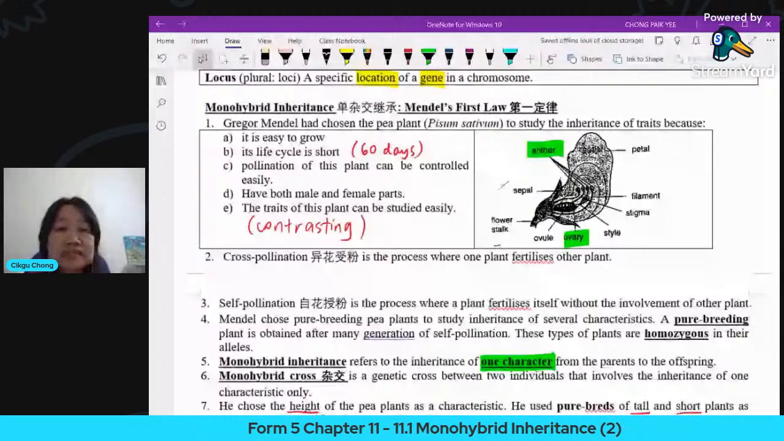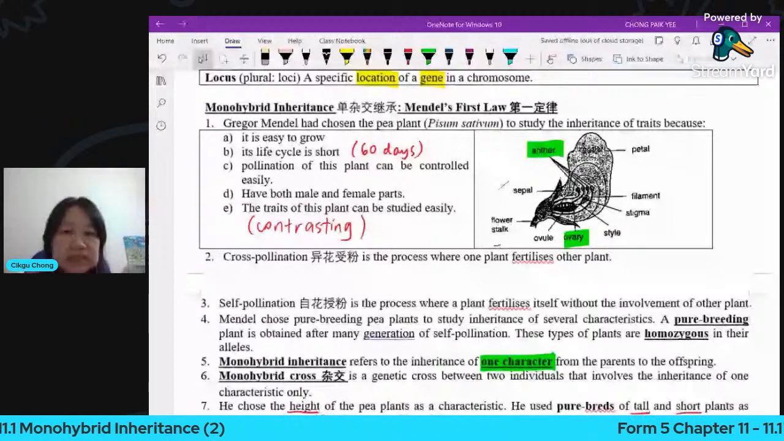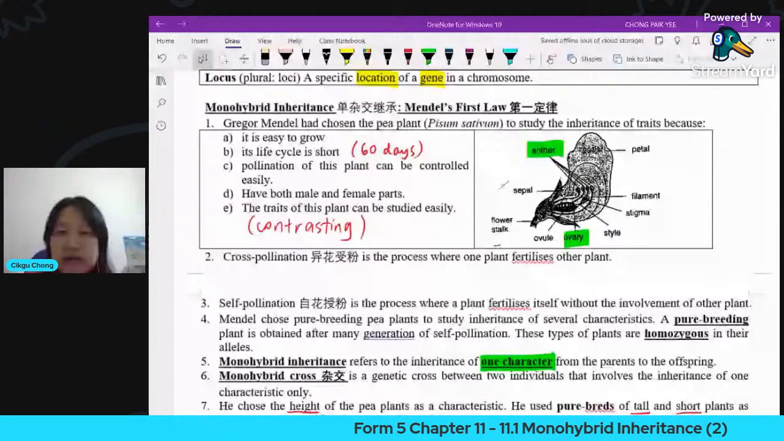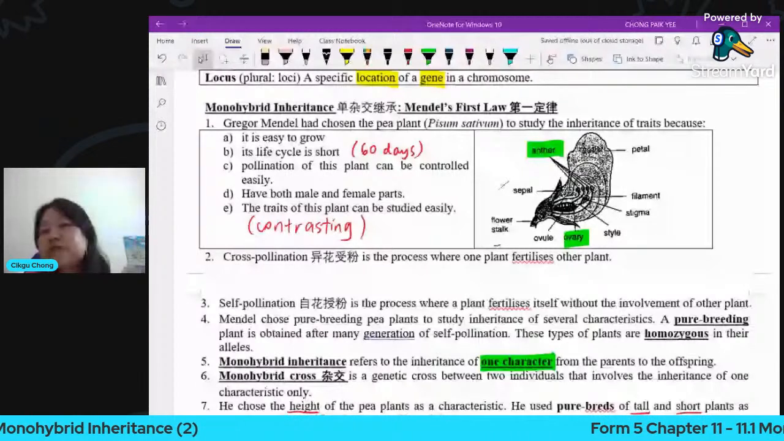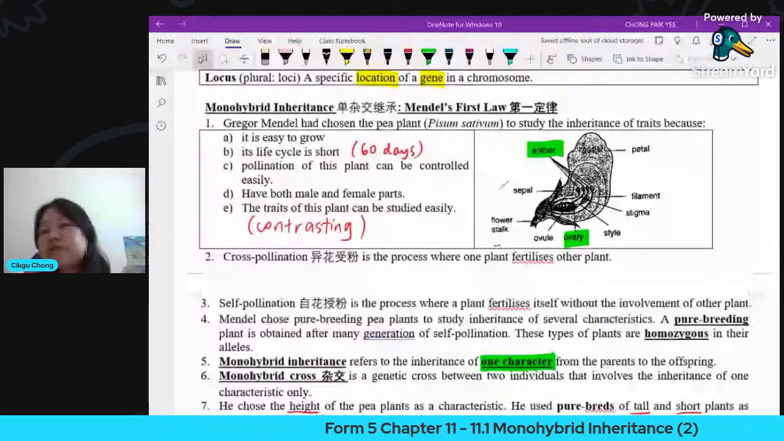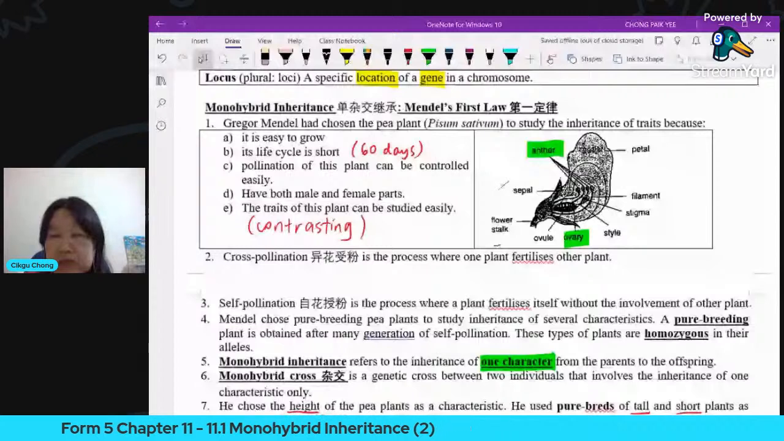Okay, the pollination can be controlled easily, yes, because they have anther and ovary. You can see this picture here. And then the ovary is where you have the female gamete, right? The ovaries are here. And then you have the male gamete, it's in the anther. So if you do not want it to self-pollinate, what you do is you just cut off the filament to separate the anther, so it will not self-pollinate.